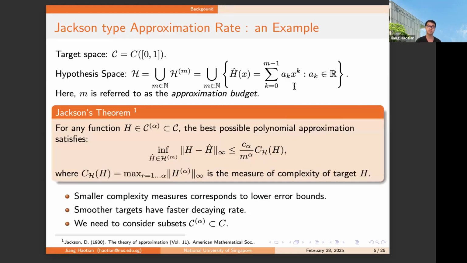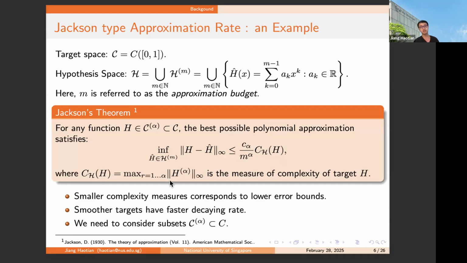Okay, so the Jackson theorem states that given any target which is alpha times continuously differentiable from the target space, then the best possible polynomial approximation error satisfies this equation here. On the left-hand side is the best approximation error. On the right-hand side is the upper bound. Here C_H we call a complexity measure of the target H. It's basically the sup norm of the differentiable function here.